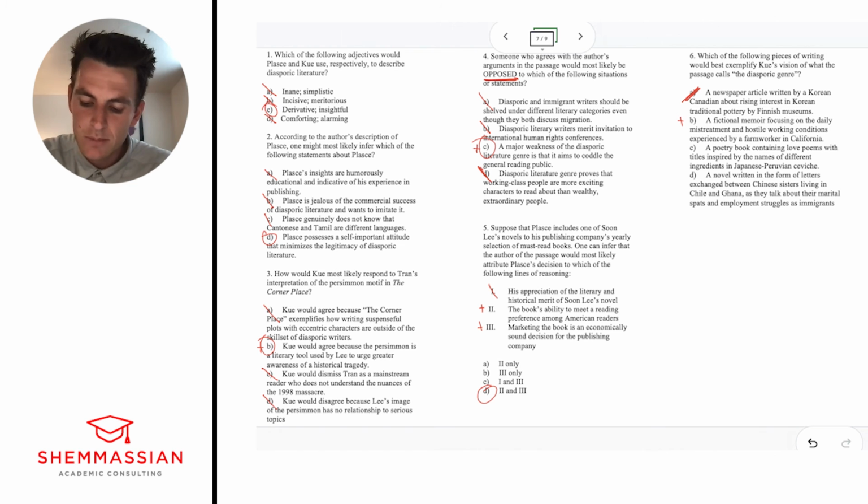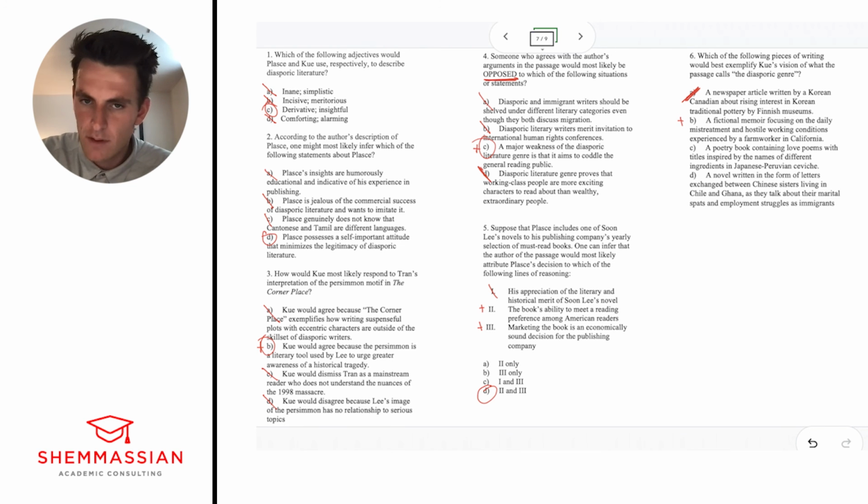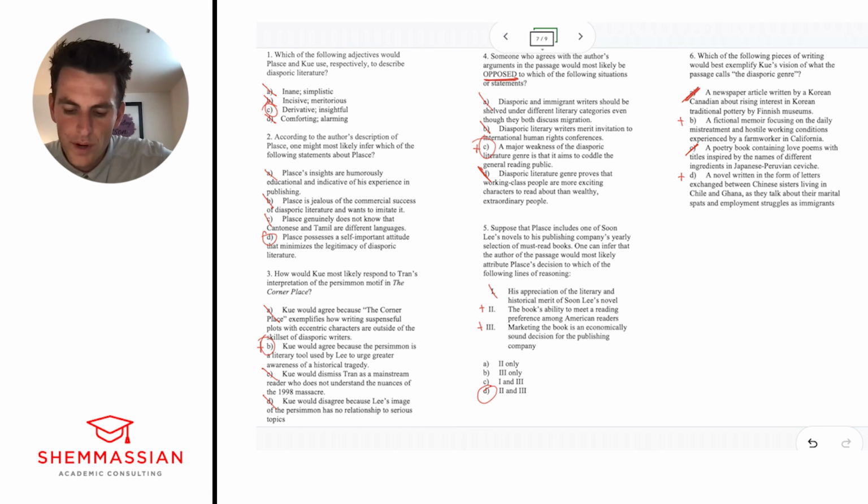C, a poetry book containing love poems with titles inspired by the names of different ingredients in Japanese Peruvian ceviche. A poetry book containing love poems doesn't appear to be a weighty matter to me. It doesn't really have a tie to immigration besides mentioning Japanese Peruvian ceviche. That's just kind of a bad answer. D, a novel written in the form of letters exchanged between Chinese sisters living in Chile and Ghana as they talk about their marital spats and employment struggles as immigrants. Okay, I like that one. So we come down to B and D.